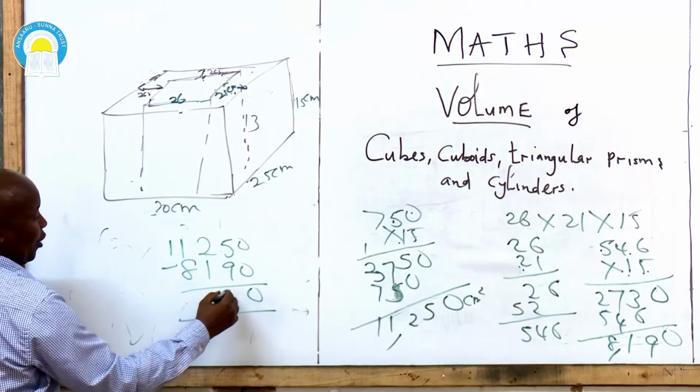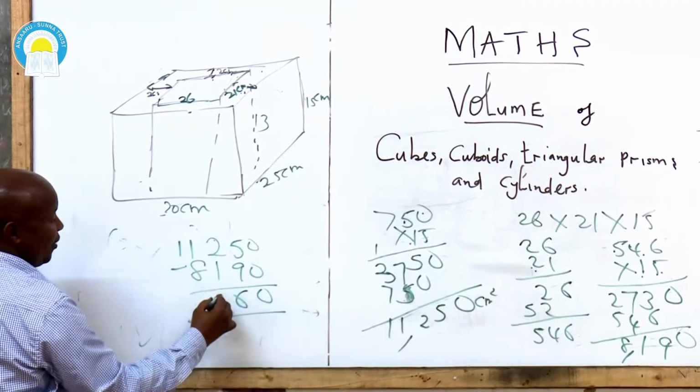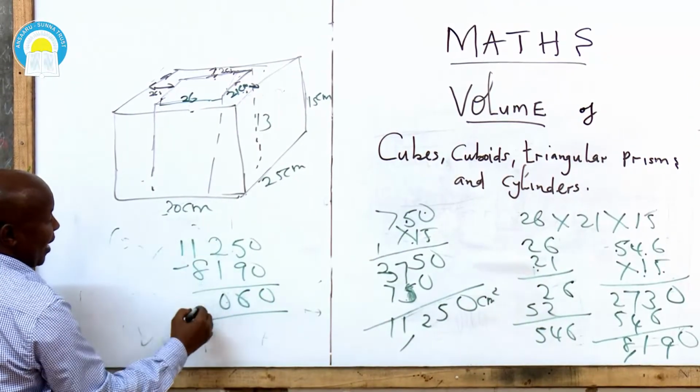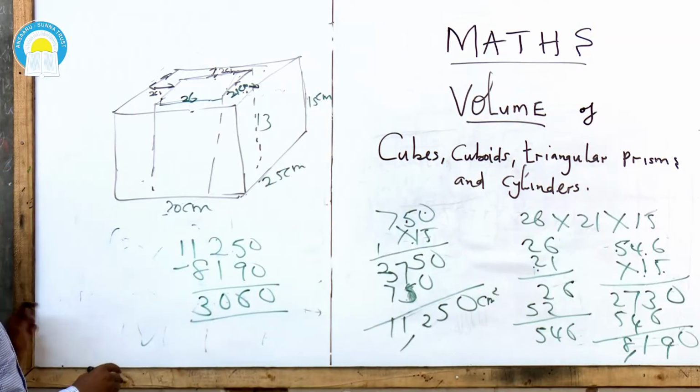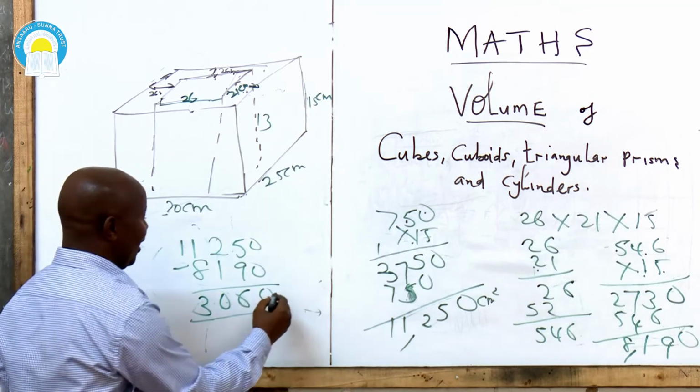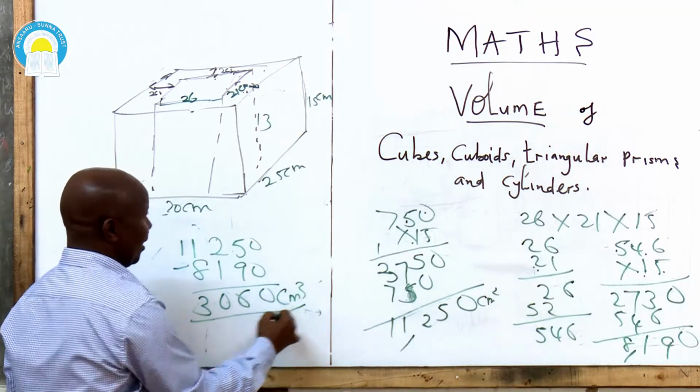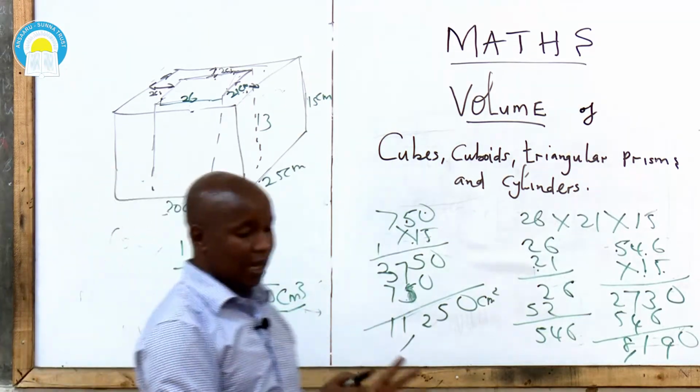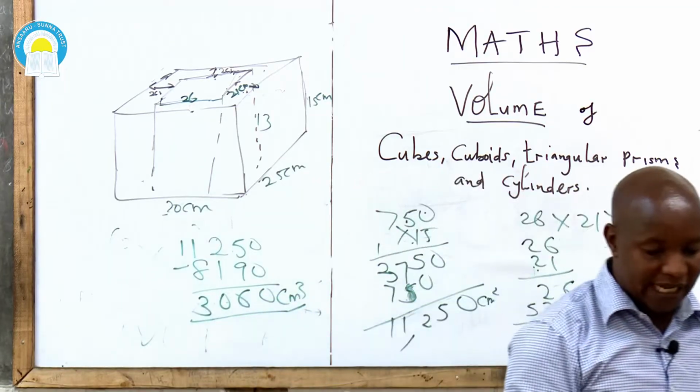0 take away 0 is 0. 15 take away 9, you get 6. 1 take away 1 is 0. Then 11 take away 8 is 3. So the volume in our case now here is 3,060 cubic centimeters. That's how we get the volume of that box.